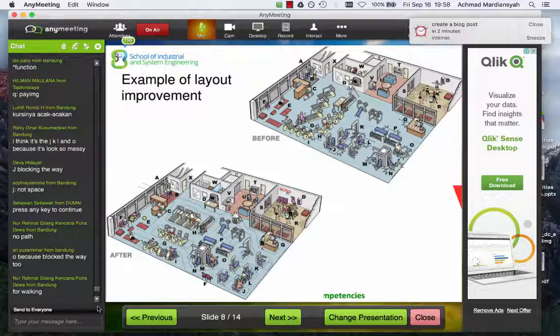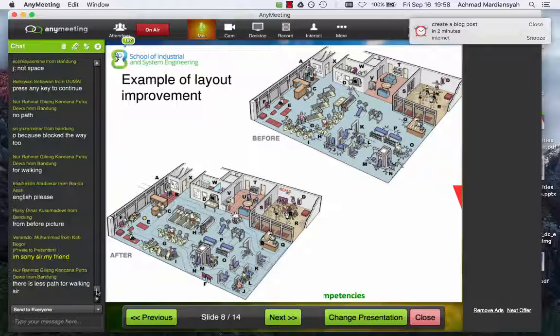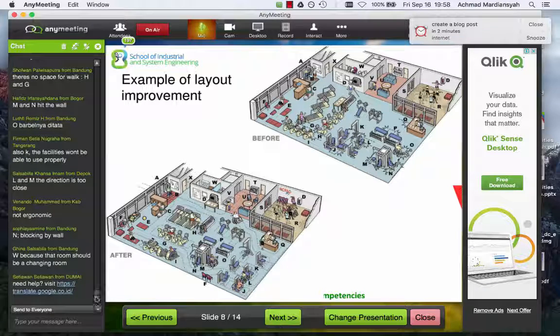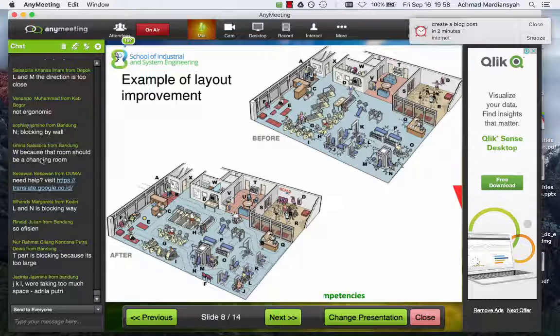Okay, press any key to continue. What is O? O is blocking the way. Okay, not enough space for walking. Thank you very much for your comments here.